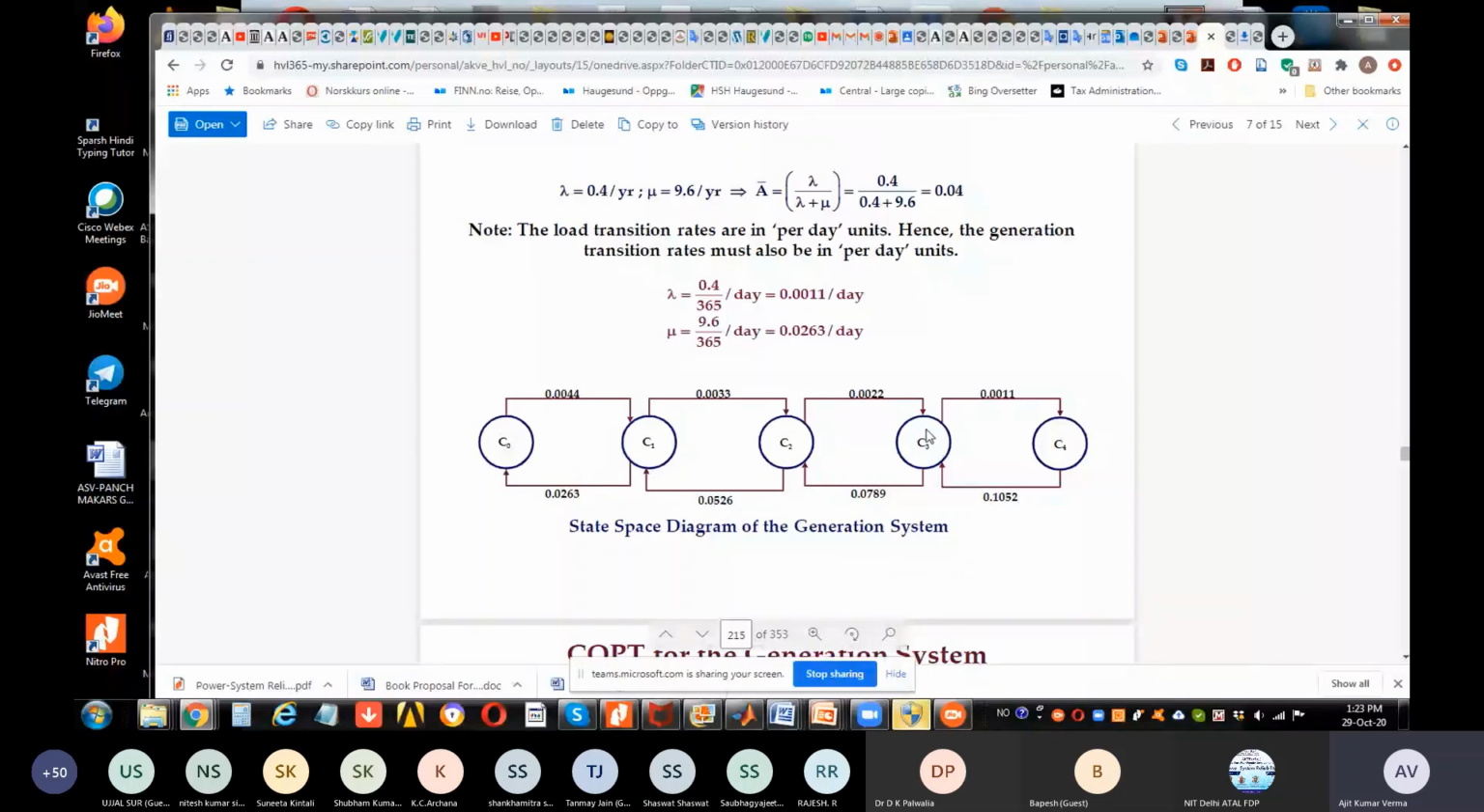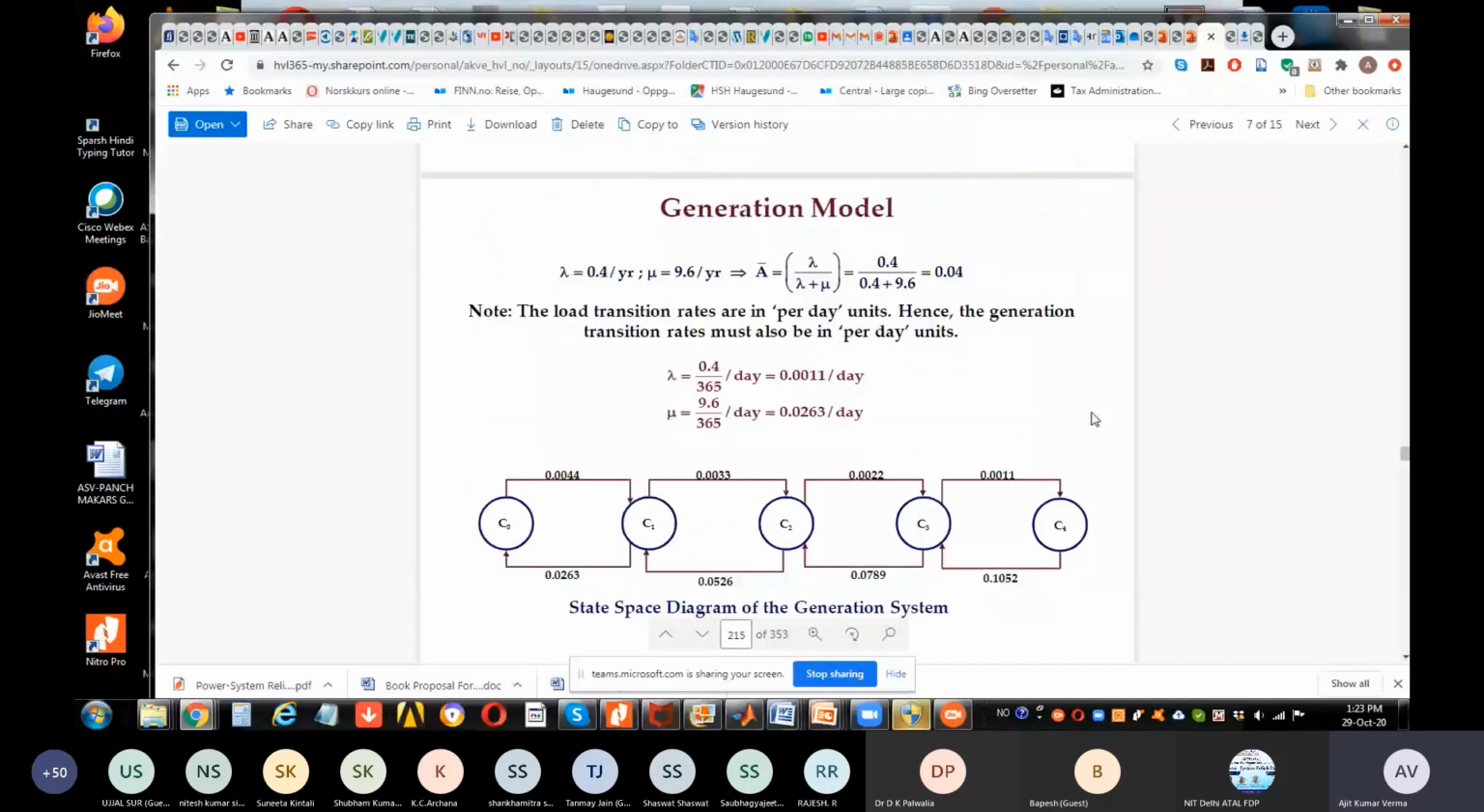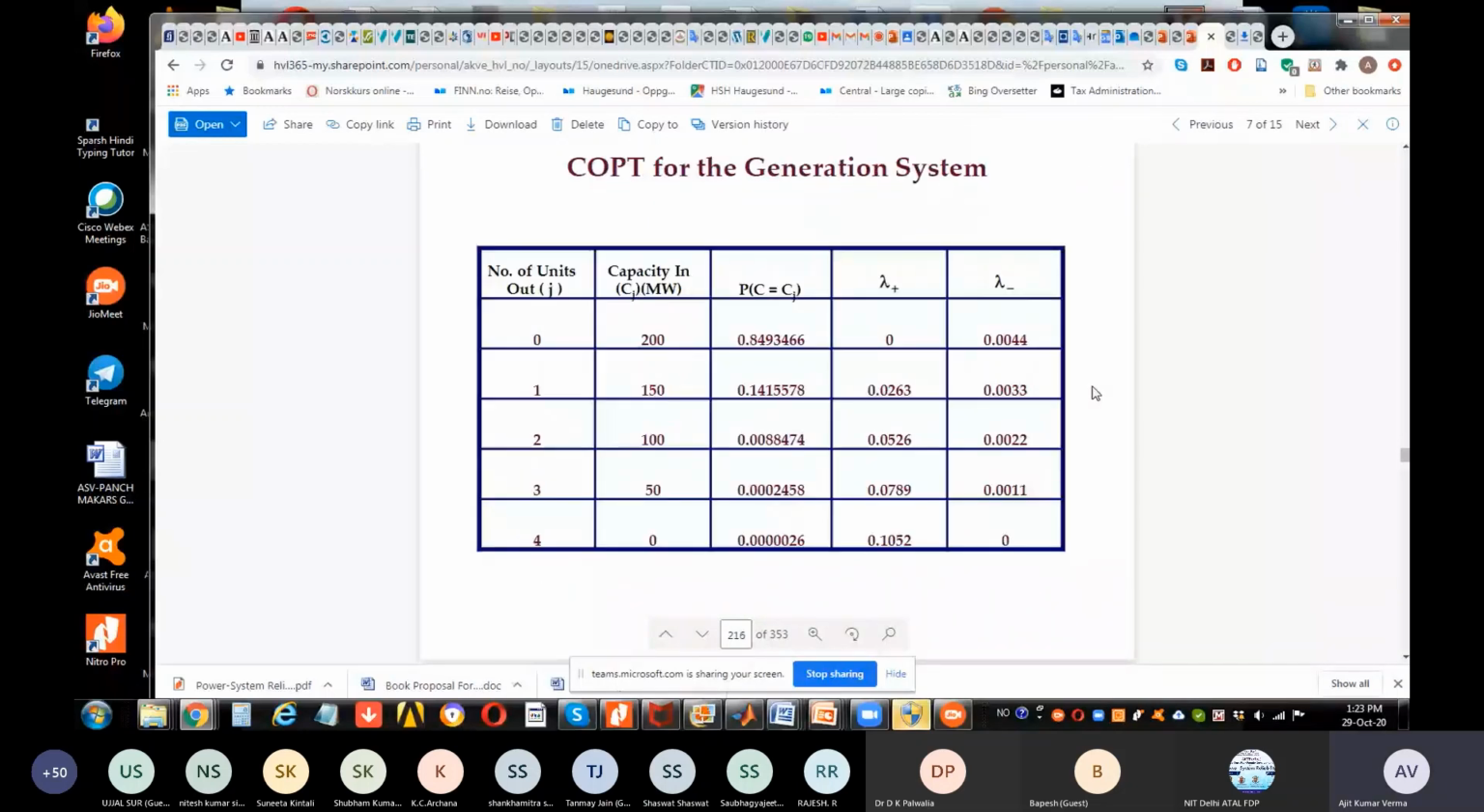That was the state space model for the load. So you have load and generation. Now you want to merge them. So, the COPT for the generation, the capacity could be from 0 to 200. One of them working, 2 of them working, 3 of them working, 4 of them working. And you can calculate the probabilities. And from 200 to a higher state, there is no higher state.